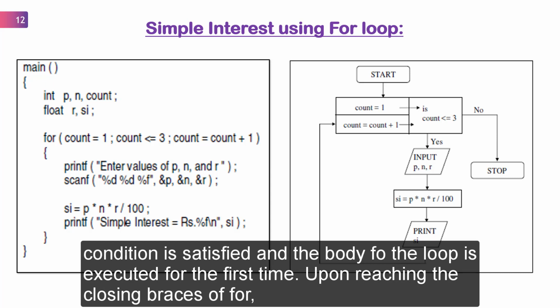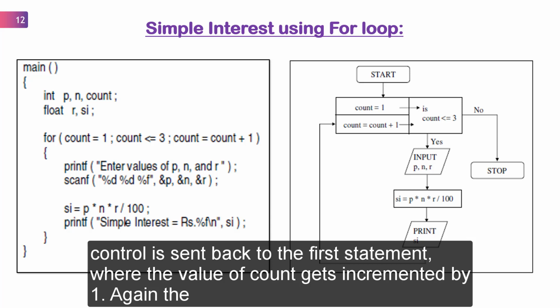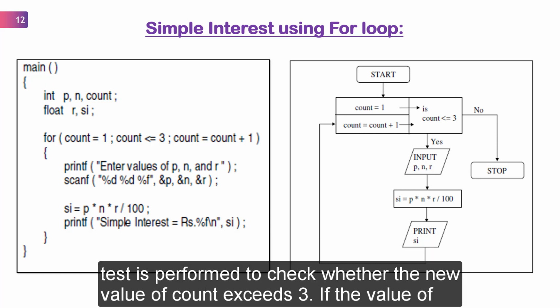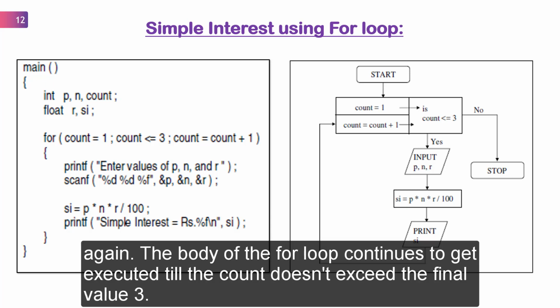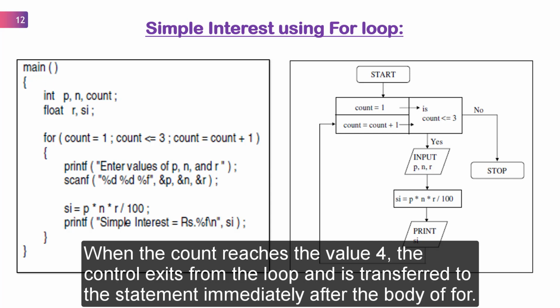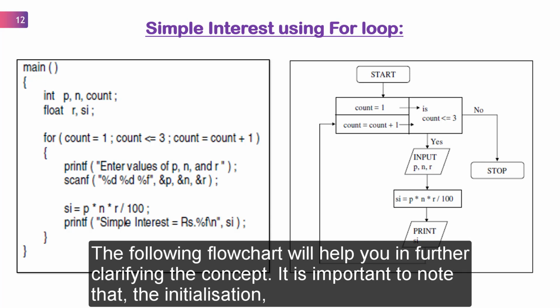Upon reaching the closing brace for, control is sent back to the first statement where the value of count gets incremented by 1. Again, the test is performed to check whether the new value of the count exceeds 3. If the value of count is still within the range 1 to 3, the statements within the braces of for are executed again. The body of the for loop continues to get executed till the count doesn't exceed the final value 3. When the count reaches the value 4, the control exits from the loop and is transferred to the statement immediately after the body of for. The following flowchart will help you in further clarifying the concept.